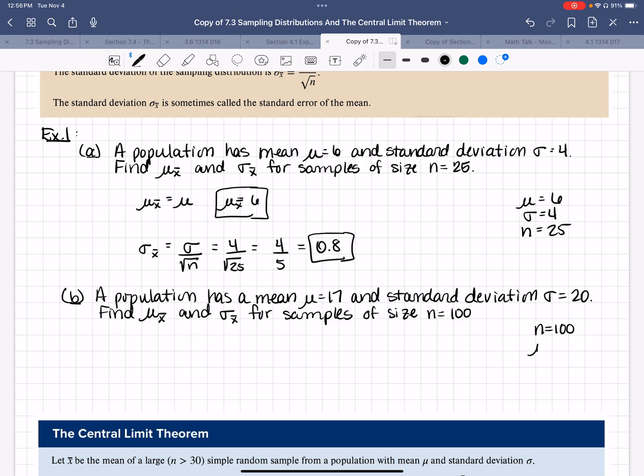I've got the mean of my population is 17, and the standard deviation of my population is 20. I know that the mean of my simple random sample is going to equal the same as the mean of my population. So that's going to be 17. And then I can find the standard deviation of my simple random sample by saying the standard deviation of the population divided by the square root of n. So in this particular case, that's going to be 20 divided by the square root of 100. That's going to give me 20 over 10, which equals 2.